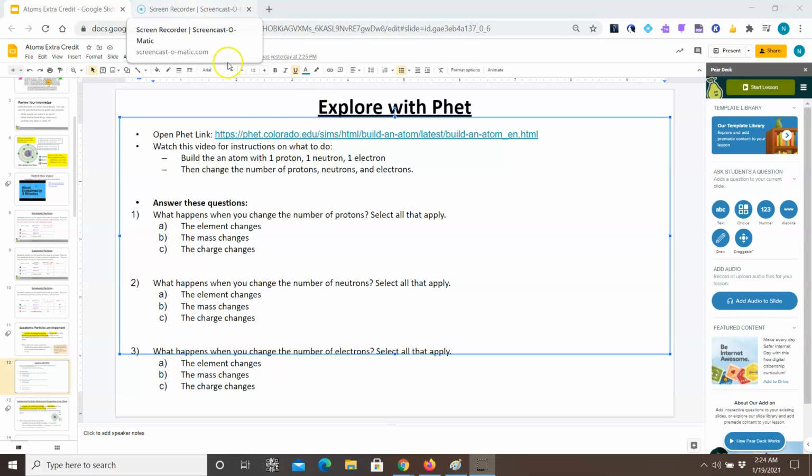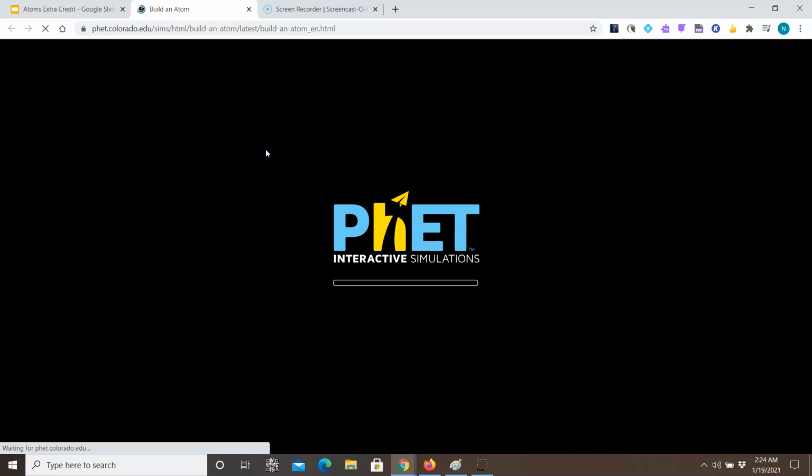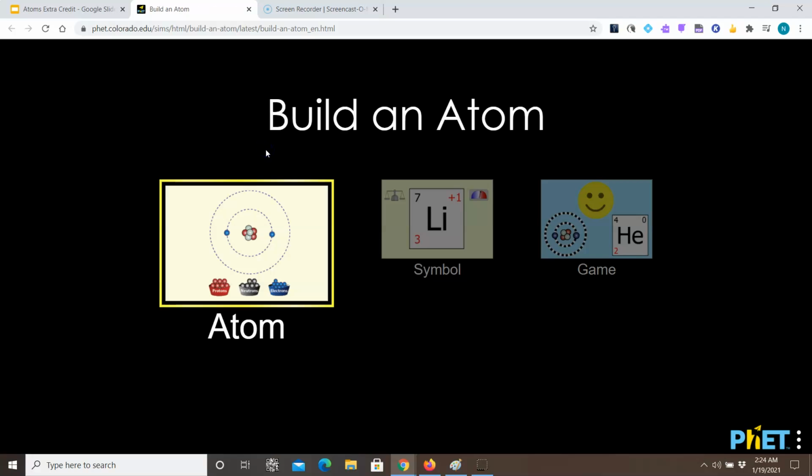All right, so let's go ahead and go to the link. We're going to click on this link. First thing, you want to open up the PhET simulation. And when you do, it'll say Build an Atom. You want to click on the first one, which is Atom.